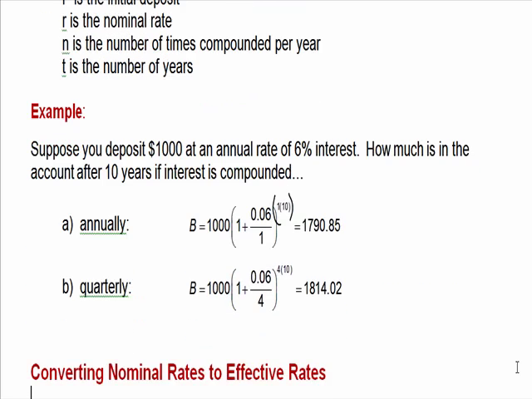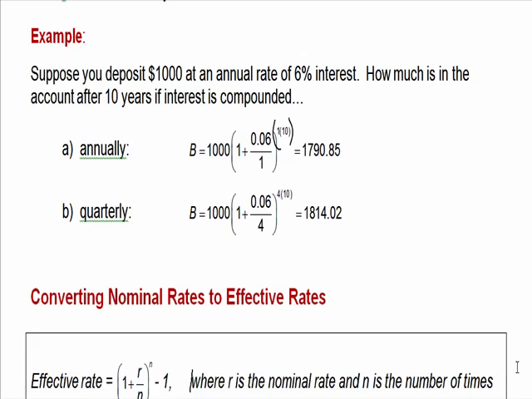Let's take a look at an example. Suppose we're going to take our $1,000, and we're going to deposit it at an annual interest rate of 6%. I'd like to know how much is in the account after 10 years if we compound a couple of different ways. First of all, annually.